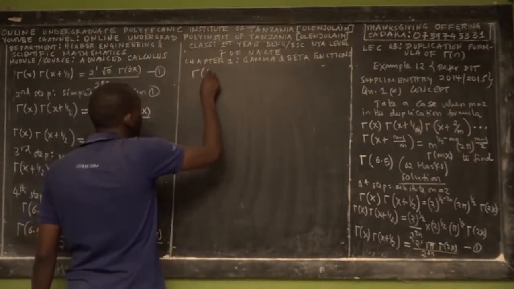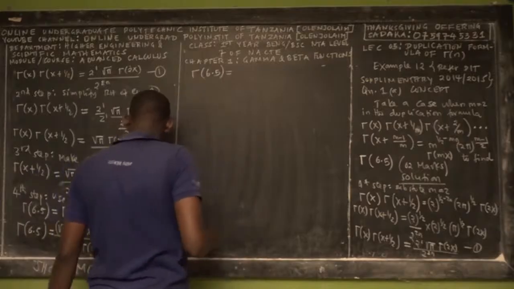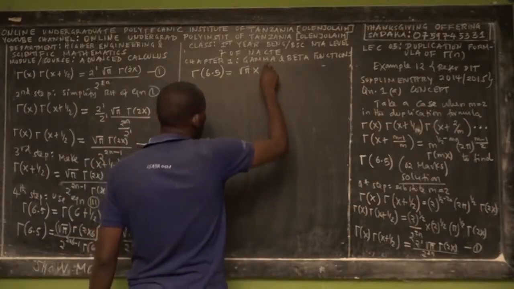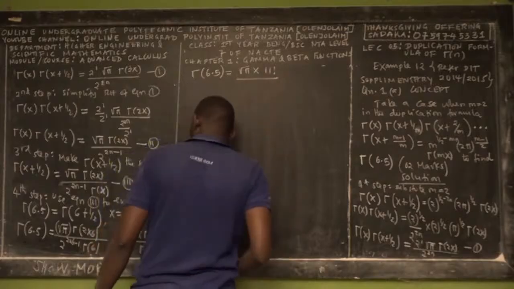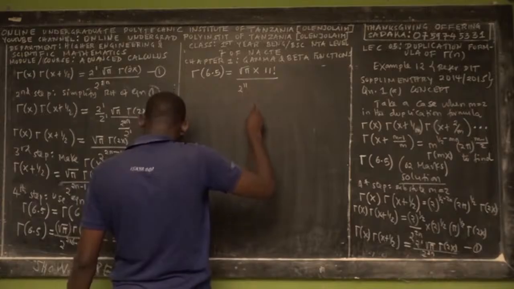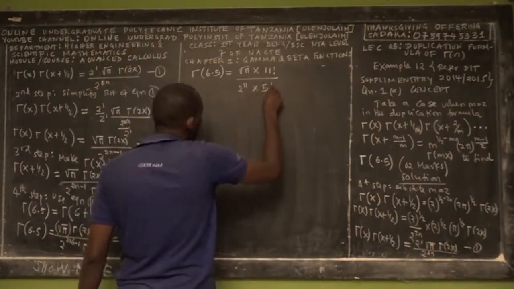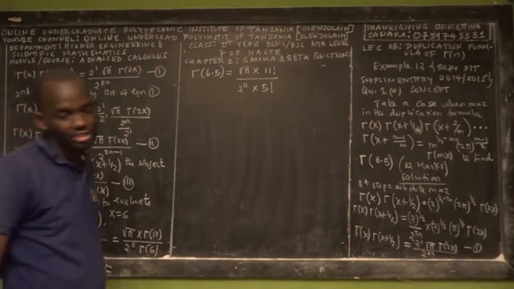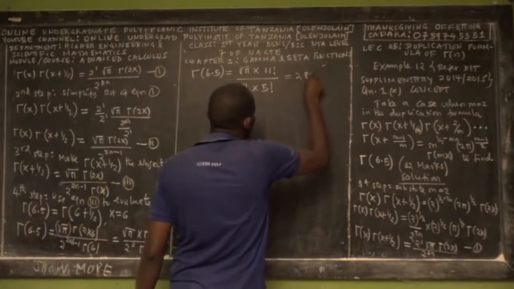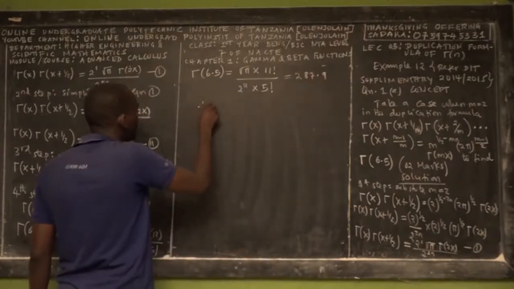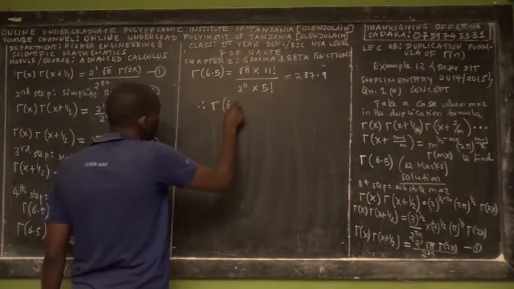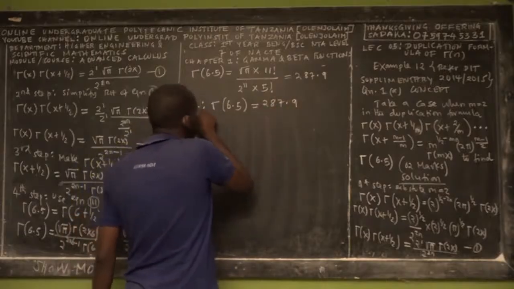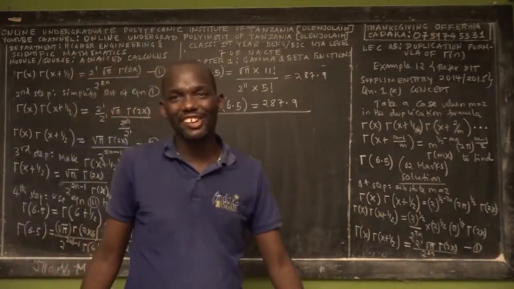So gamma of 6.5 is equal to under root of pi, and by using properties of gamma, gamma of 12 is 11 factorial, over 2 power 11, gamma of 6, which is 5 factorial. So when you do your computation, the response is 287.9. So therefore gamma of 6.5 is equal to 287.9. Then you have your 2 marks. Wonderful. It's a very interesting question.